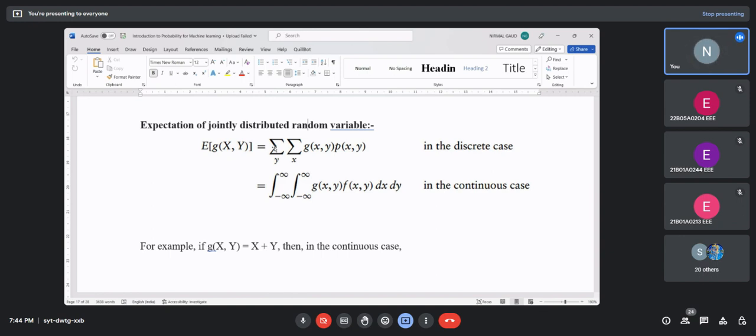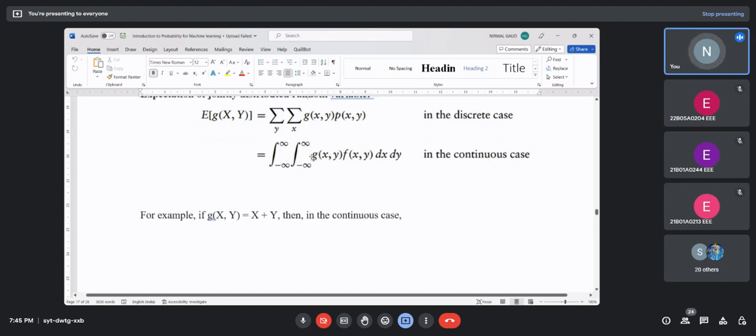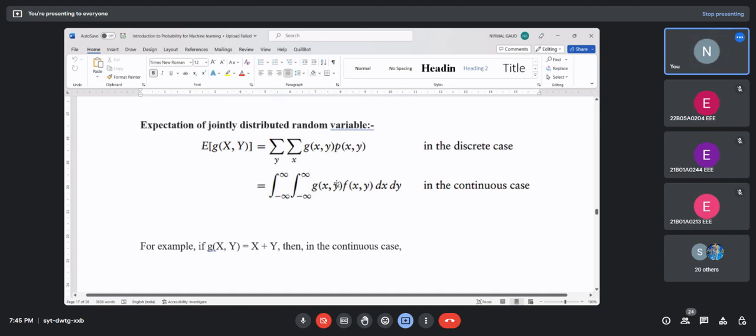Similarly, here also we can update our formula. For the joint, I'm going to take g of xy into p of xy, a random variable function. So here I can take g of xy, p of xy, summation for the discrete, and integration of g of xy, f of xy for the continuous. Same thing, not a difference.